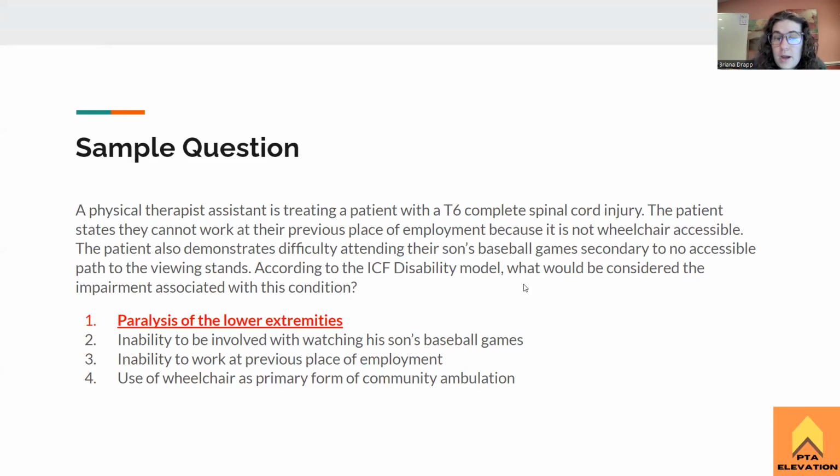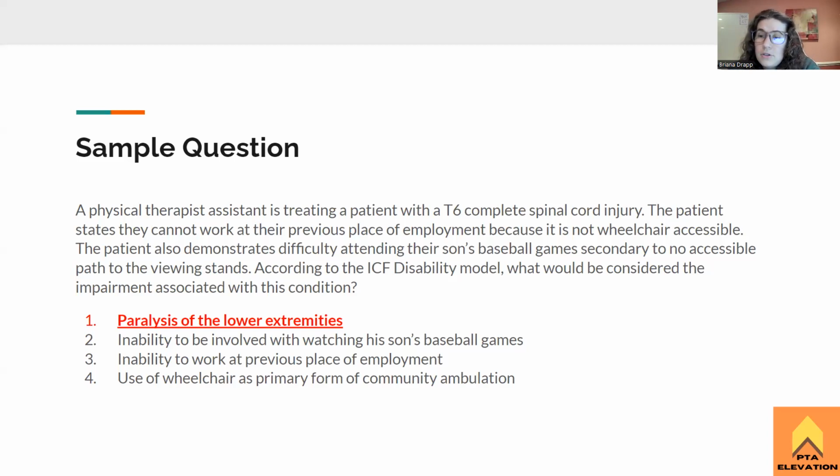All right, guys, so the answer is paralysis of the lower extremities. So we're asking what would be considered the impairment associated with this condition. So what is going on? The person has a T6 spinal cord injury. It's complete. That means that their lower extremities are paralyzed. So that would be our impairment associated with this. Our health condition, according to the ICF model, would be the patient had a T6 spinal cord injury. Our impairment is that the patient has paralysis of the lower extremities.